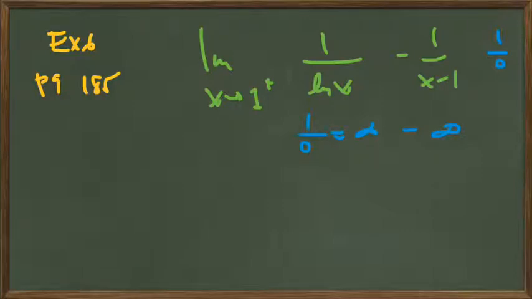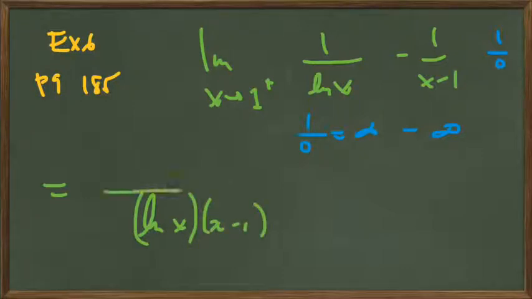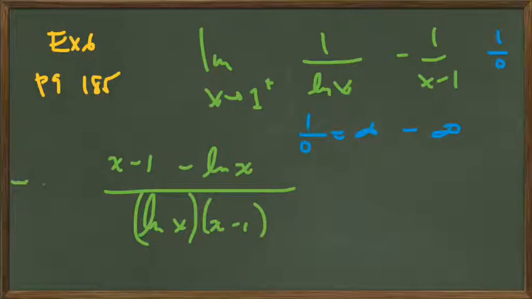And so what do we do with that? Well, we get a common denominator. That common denominator is the product of the two denominators, so it's ln of x times x minus 1, and then the 1 here changes to x minus 1, and this 1 changes to ln x, and it is the limit as x goes to 1 of that.